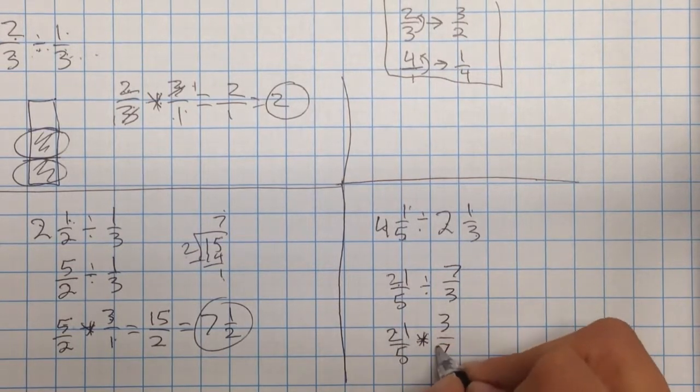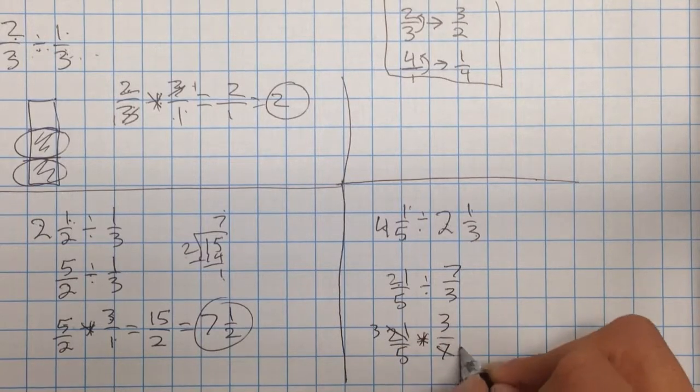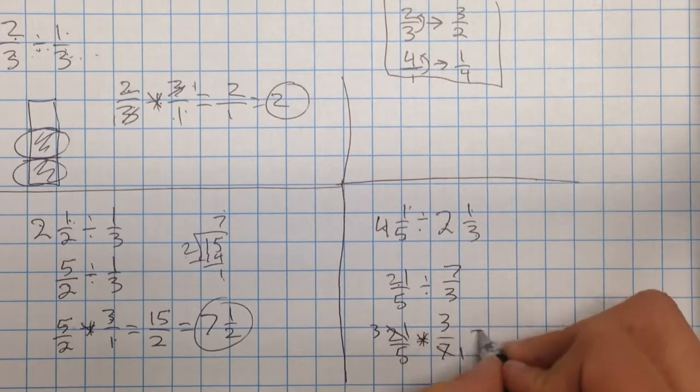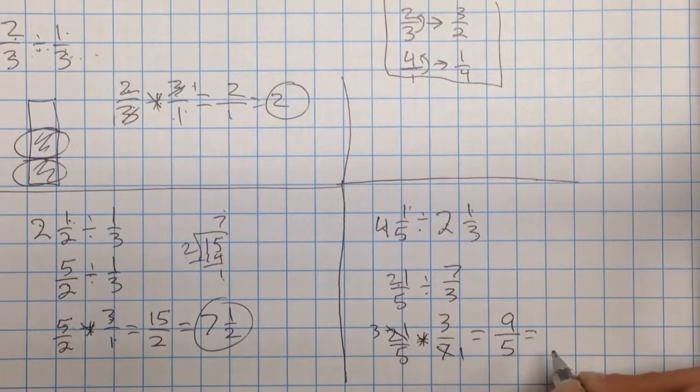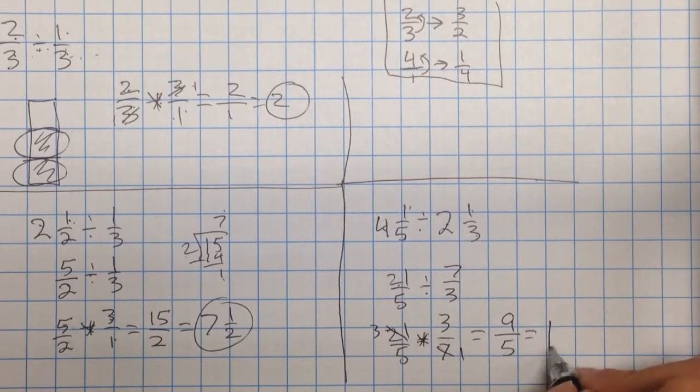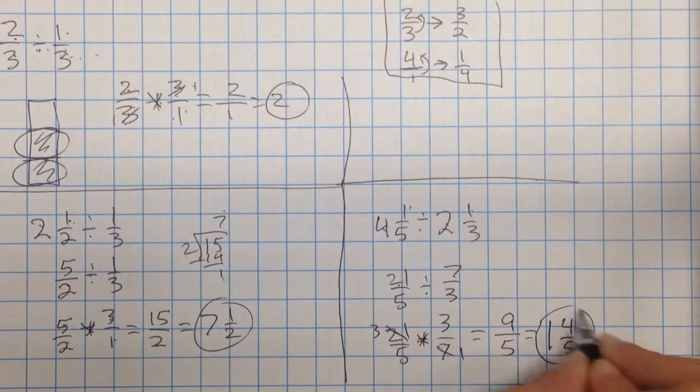So then we just cross simplify. Can divide those both by 7. Can't cross simplify there, so we just multiply across. We get 9/5, which then I would turn into a mixed number of 1 4/5.